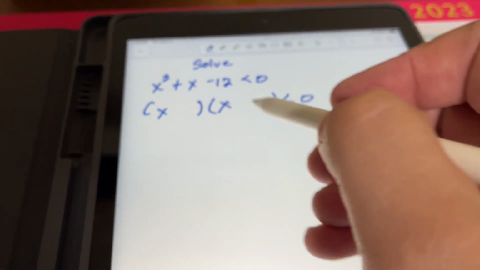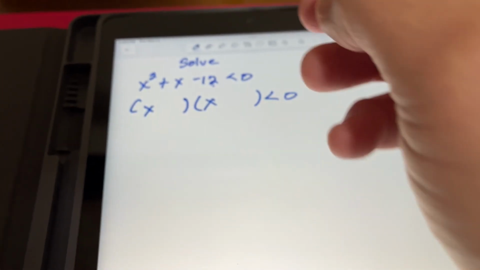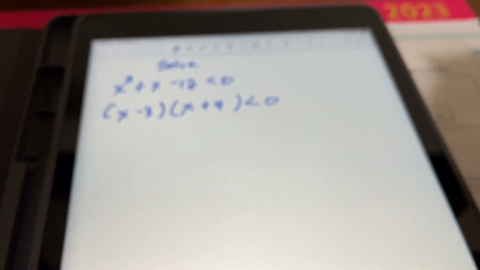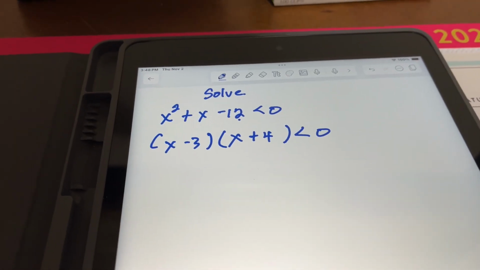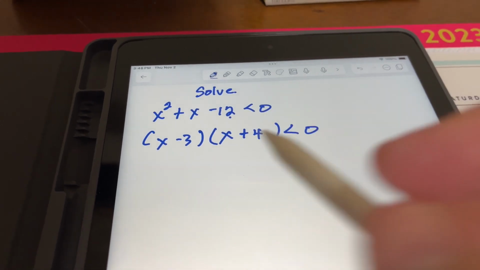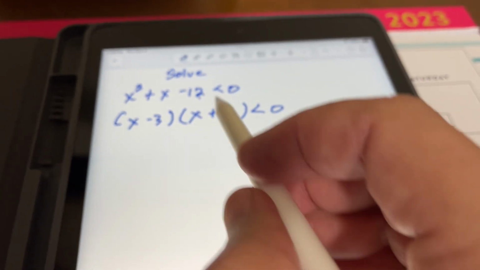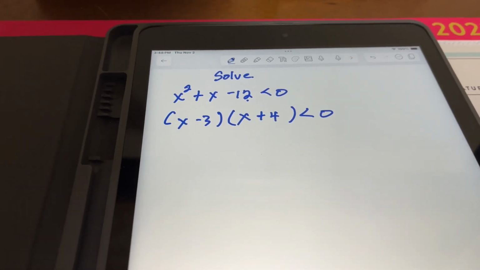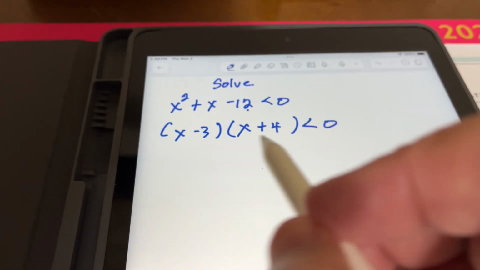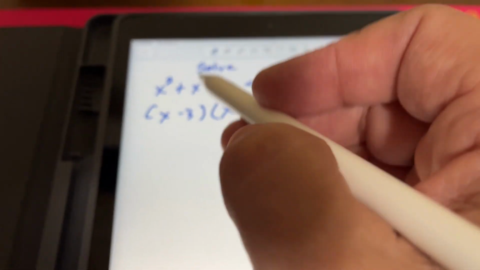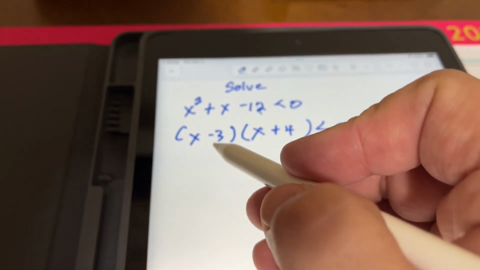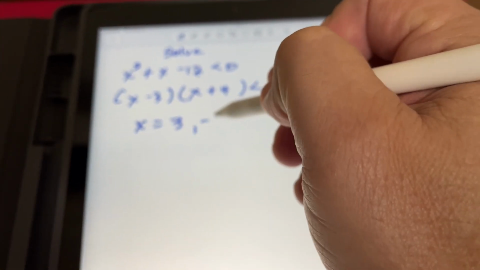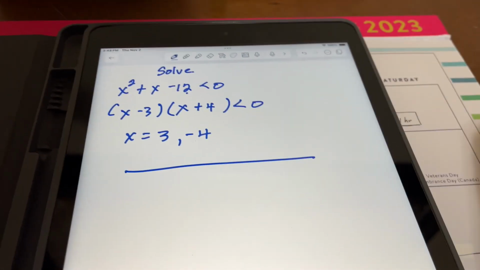Now I need to figure out what multiplies to be negative 12 and adds to be 1. Let's see, I guess that would be positive 4 and negative 3. So x minus 3 times x plus 4. Notice that negative 3 times 4 is negative 12, and it does add to be 1, so that's going to work out. So when we find the critical points here, we see that this one's going to give 3, and this one's going to give negative 4 as critical values.